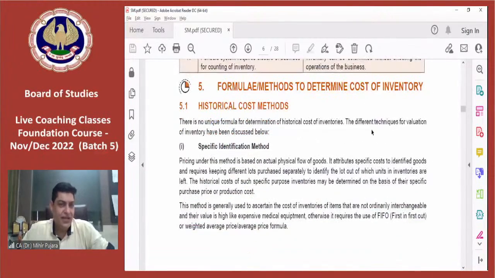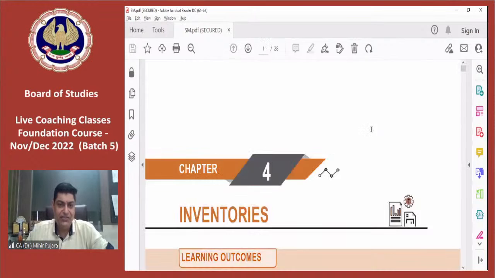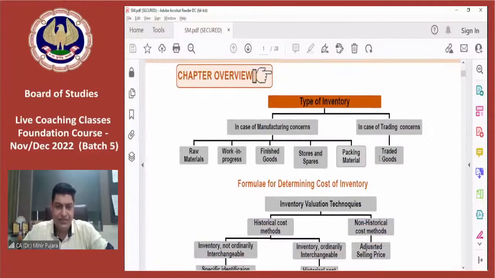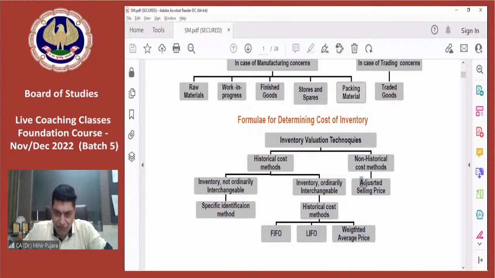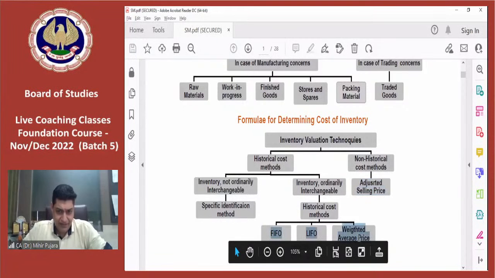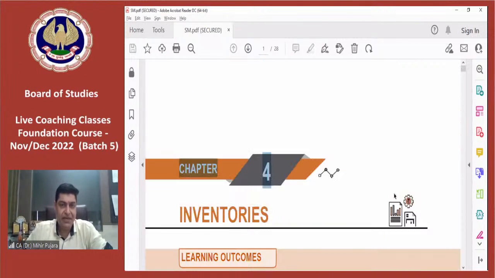And now, guys, how to value the closing and opening stock. In the first chart, these are the formulas we are learning in this chapter: FIFO, LIFO, weighted average, and the fourth one is adjusted selling price. These four methods we will complete today.